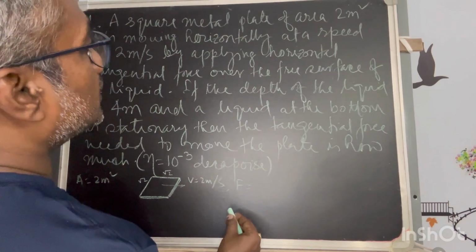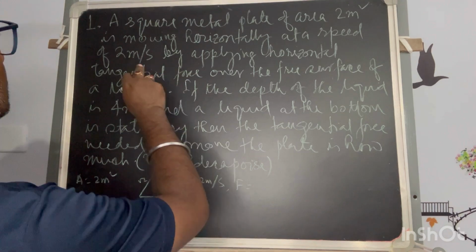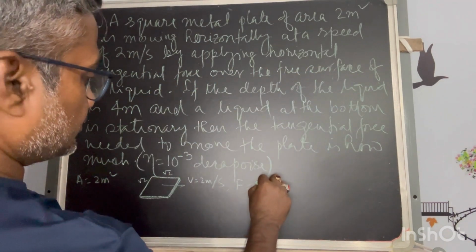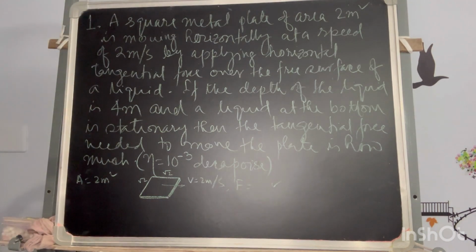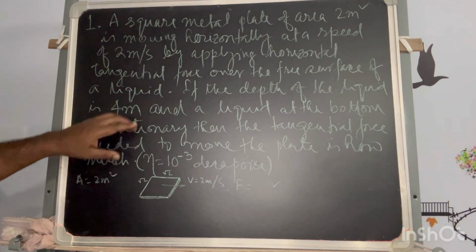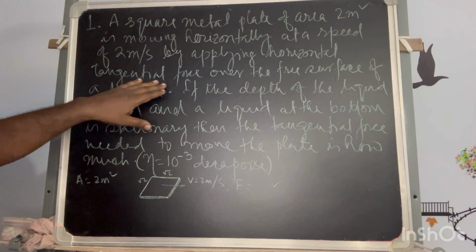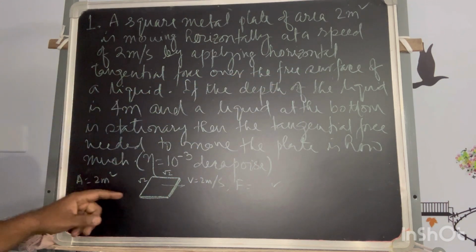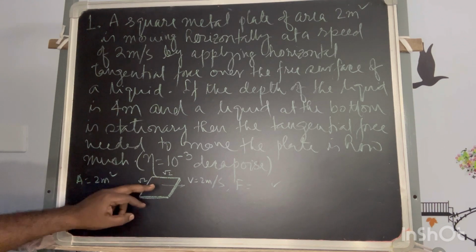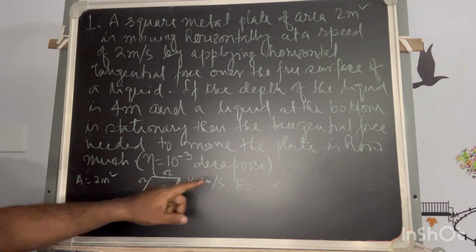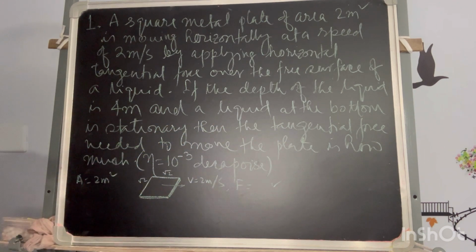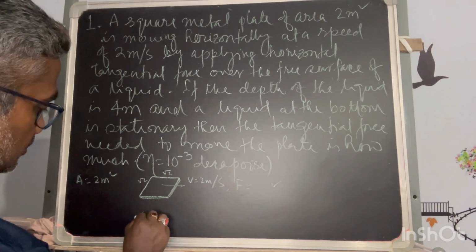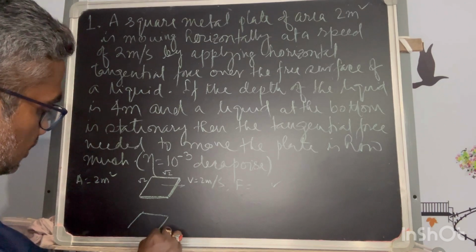The force is not said how much it is. Applied as a horizontal tangential force over the free surface of the liquid. So there a force is acting, this force is being transmitted here and it is giving a tangential force on the liquid. So we can think of another plate which is just beneath it.